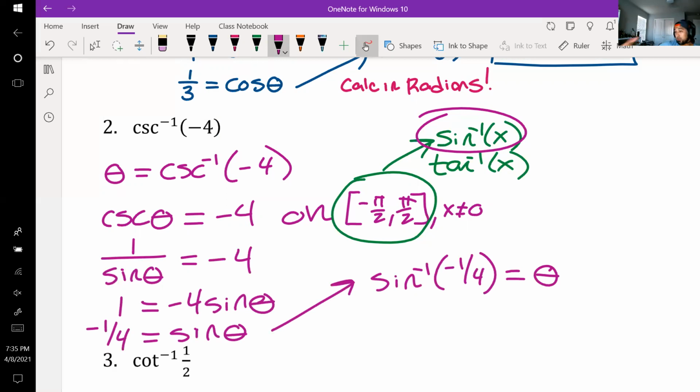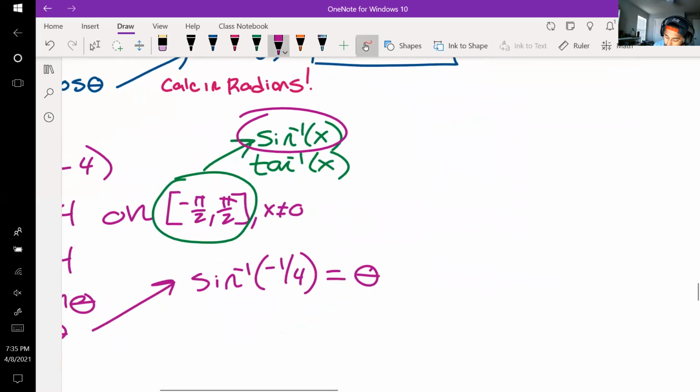And again, does your calculator have an inverse sine button? Yes. What is the value? Negative 0.25. Good, -0.25. There we go.